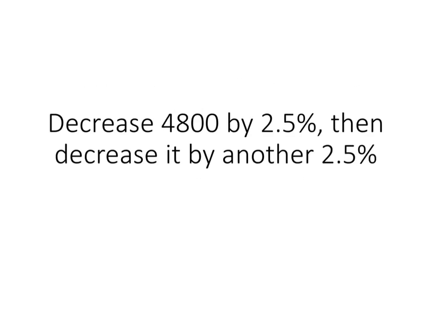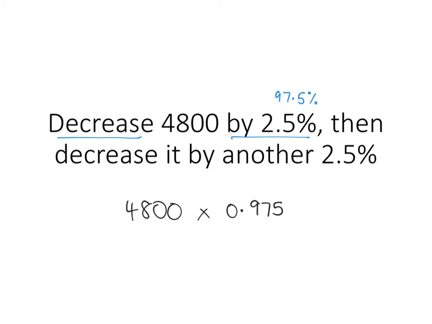And what about this one? Be careful now, this one says decrease. So what? Decrease by 2.5%. That means I want to know 97.5% because I want the bit that's left. So I take my 4,800 and I want to know 97.5%. And then I want to do exactly the same thing again.